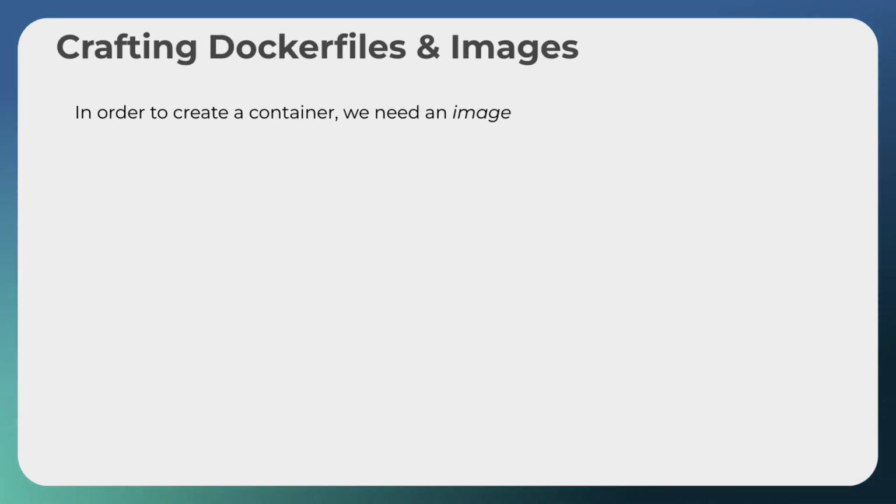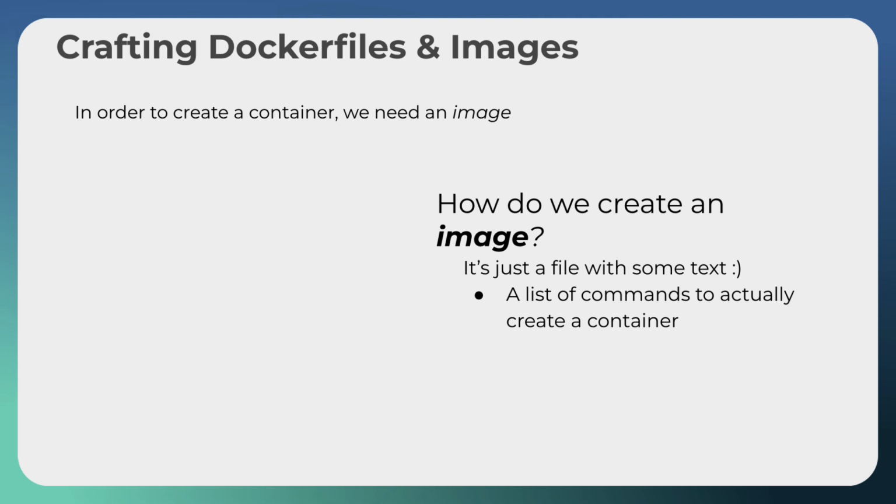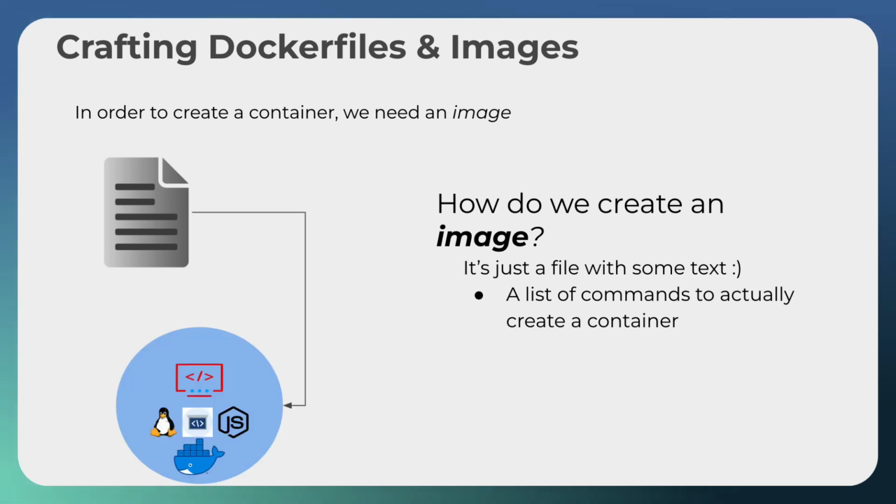So in order for us to create a container, we know that we need an image. Now the question is, how do we even create that image, which is then used to run the container? Well, first of all, we need to understand that an image is just a file with some text in it. Essentially, it's a file which will list all of the commands to create the image, which we then need to run the container.